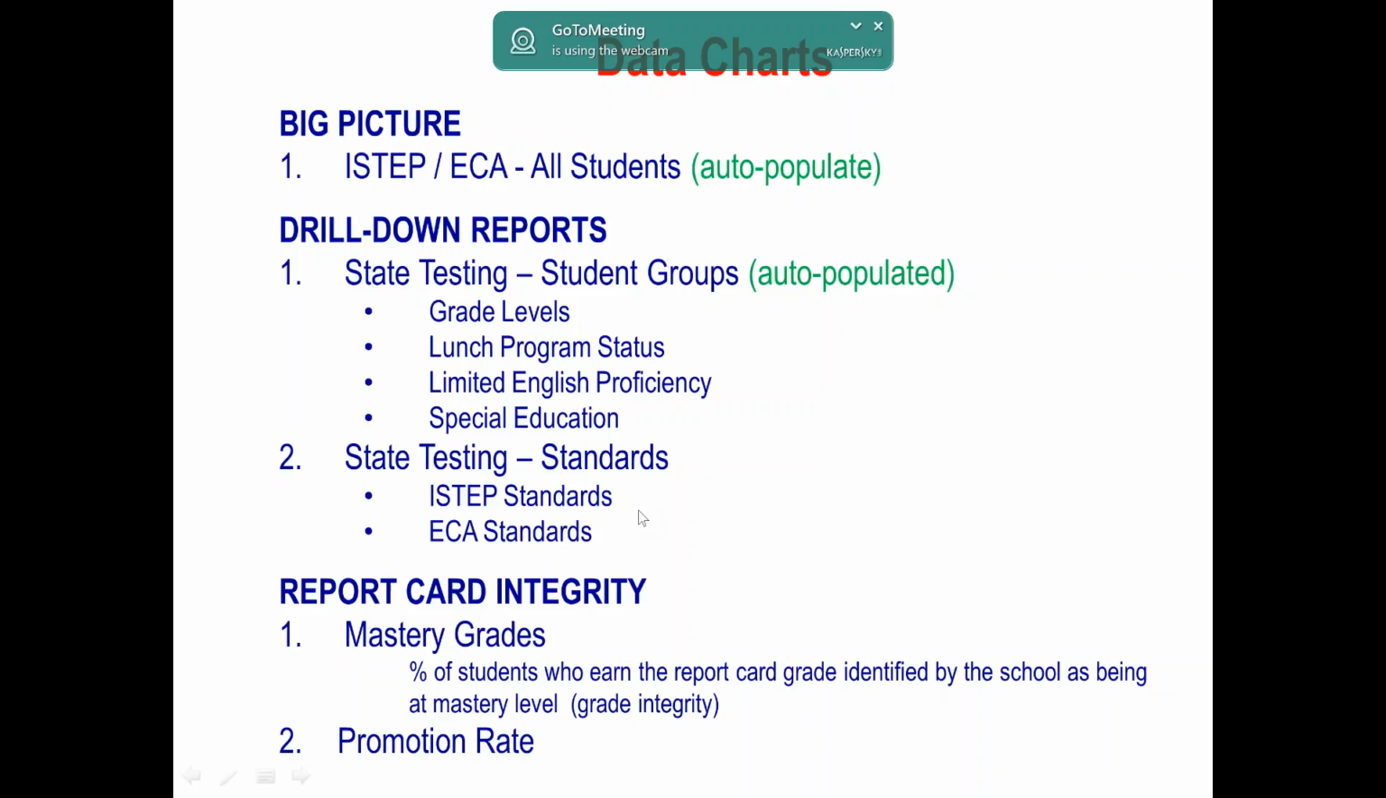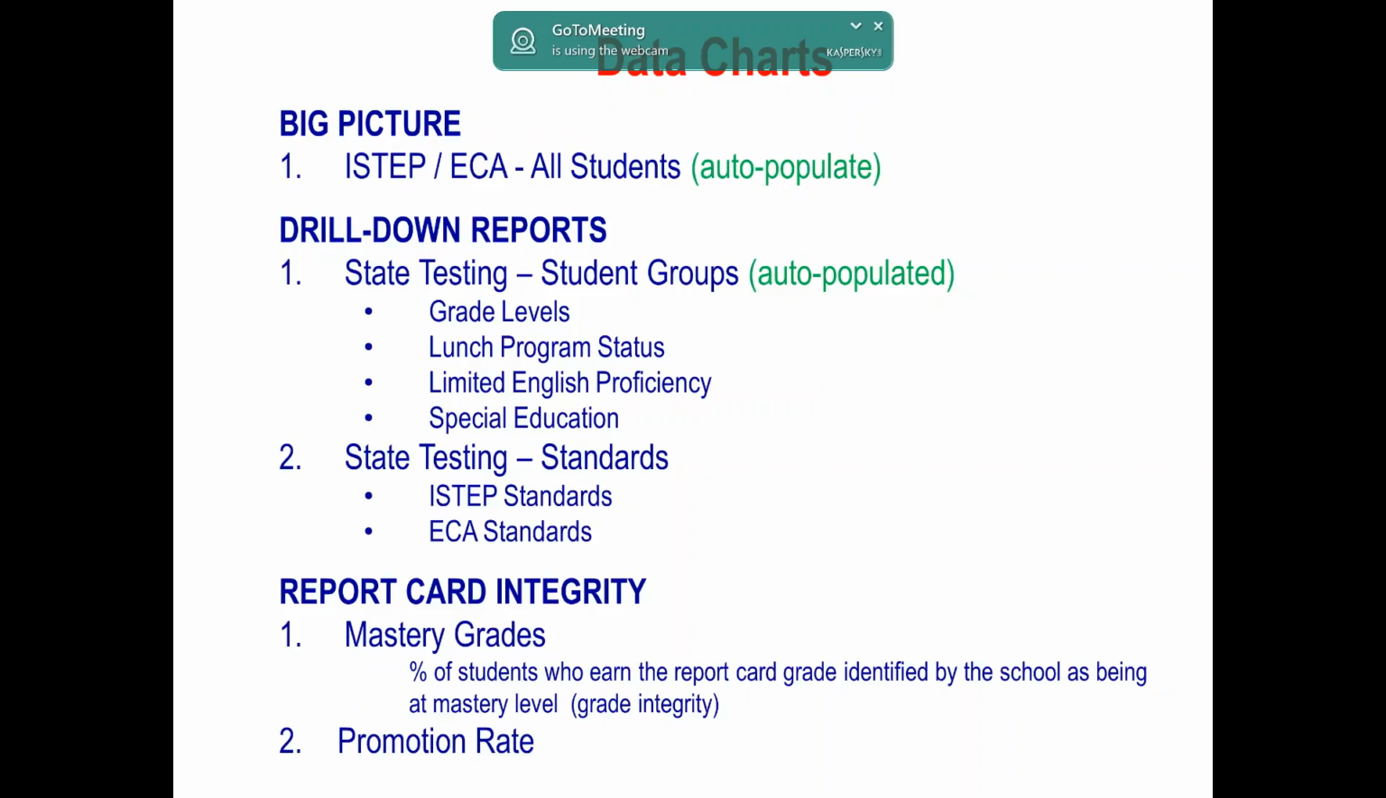Then another thing that we'd like you to look at that is, I think, very different, we've never seen anybody else do it, and we think it's really important, is we want you to look at data that would help you to analyze the integrity of your report cards. So what we've asked you to do is, and your achievement data point person has already done this, we've asked them with your help to identify your report card mastery grade.